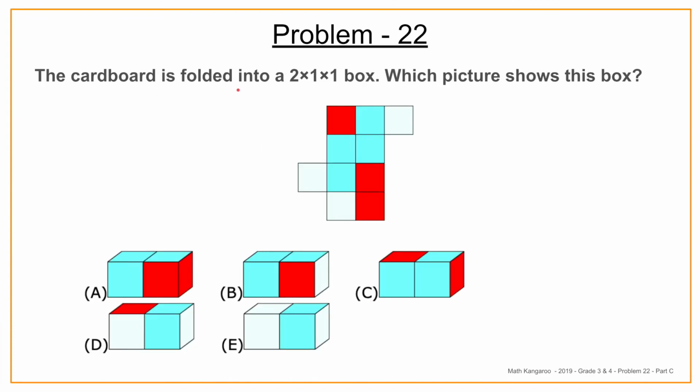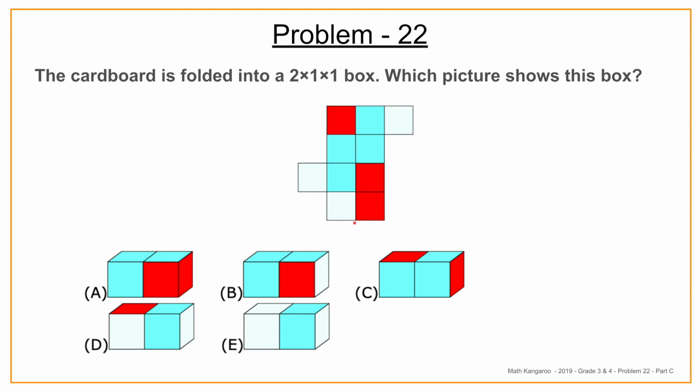The cardboard is folded into a 2 by 1 by 1 box. Which picture shows this box? Let us do a careful observation of this. So we consider option A. If we see that there are two cyan colors together, that means this one would be in there and this red would go on a base. So if this is a red in here, that is not right.